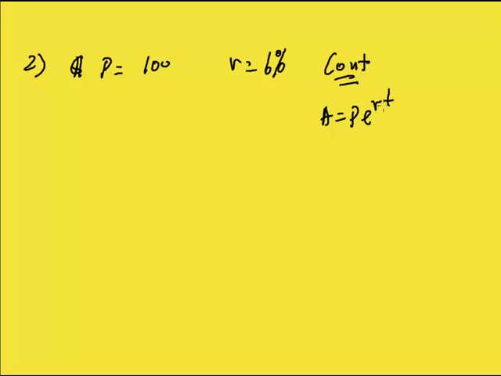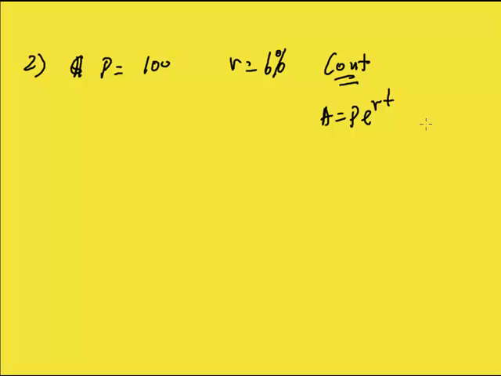Let's pick problem number 2 as an example. It says John deposited $100, so that is your principal amount, P equals $100. The savings account pays interest at a rate of 6%, compounded continuously. As soon as you hear the word continuously, you have to go to A equals PERT. Anything that grows continuously, you have to go to PERT.